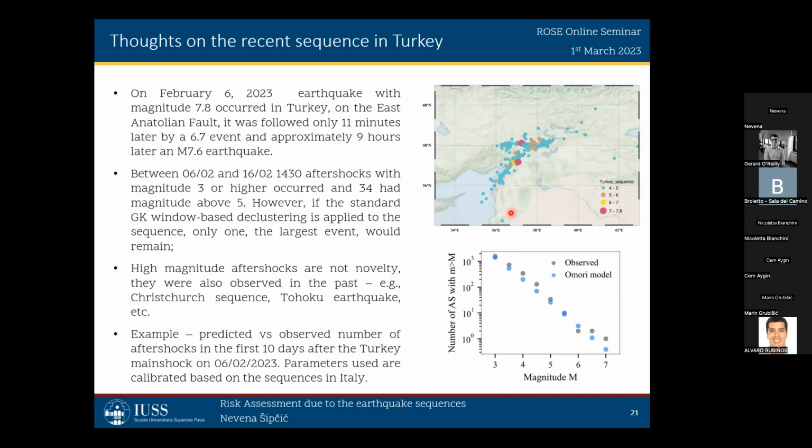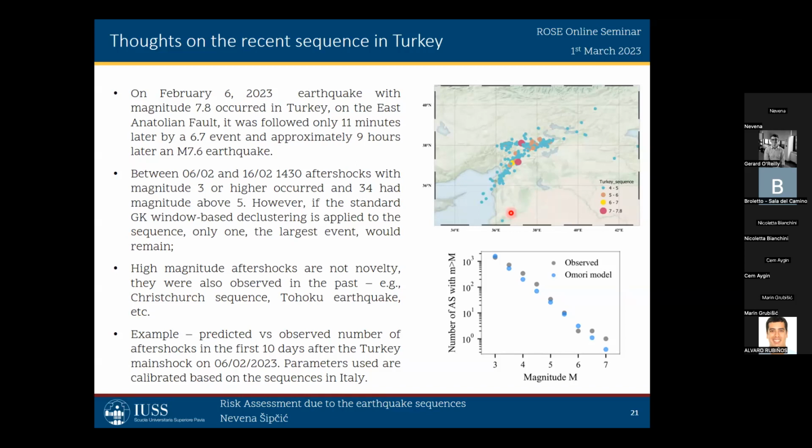The high magnitude aftershock that we saw in the Turkey sequence is not something new. It was also observed in the past, for example, in the Christchurch sequence, and also in the sequence that happened in Japan during the Tohoku earthquake. There are even some claims that the event that happened in Japan in 2021 that had magnitude 7.6 was actually triggered by the Tohoku earthquake that happened 10 years before, which had magnitude 9.